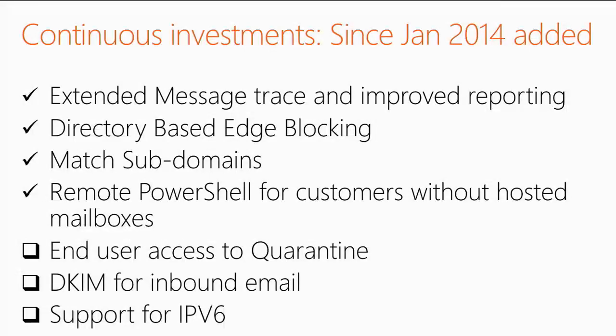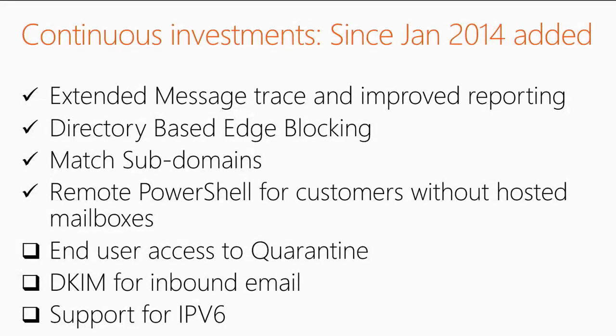The extended message trace and reporting that you saw, going from 7 days to 90 days, is one good example. Another feature that we just shipped is directory-based edge blocking. I know it was available in 14, but we just added it in 15. Those of you who don't know what it means: if you want to stop mail from being sent to your on-premise Exchange server when the intended user does not exist, we will stop it. So you'll just upload your directory through DirSync, for example, to Office 365, and we will stop the mail that is sent to fictitious users.